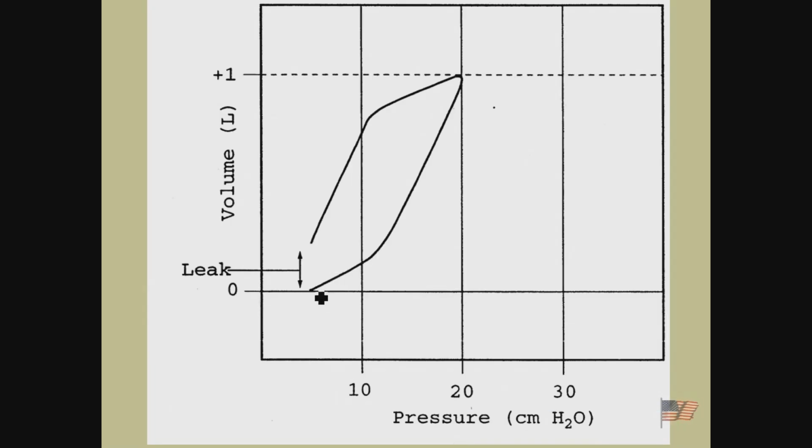Same thing on a pressure volume loop. Ordinarily, this curve should come back to the 0 point. Because it's ending before it gets all the way back out again, I know I have a leak. So anytime you have a volume as part of the tracing, you should be able to pick up on a volume leak.